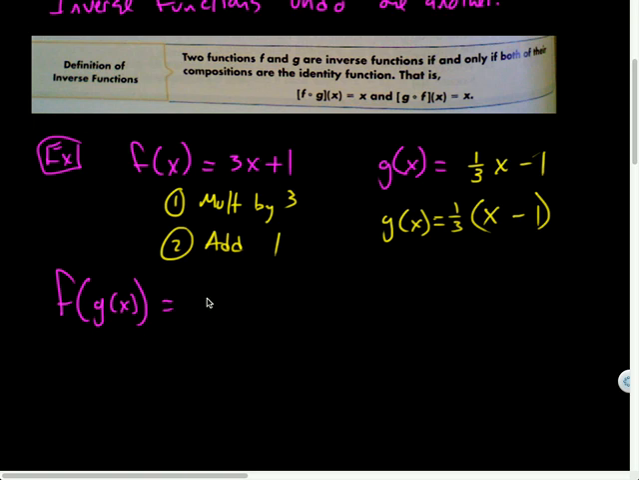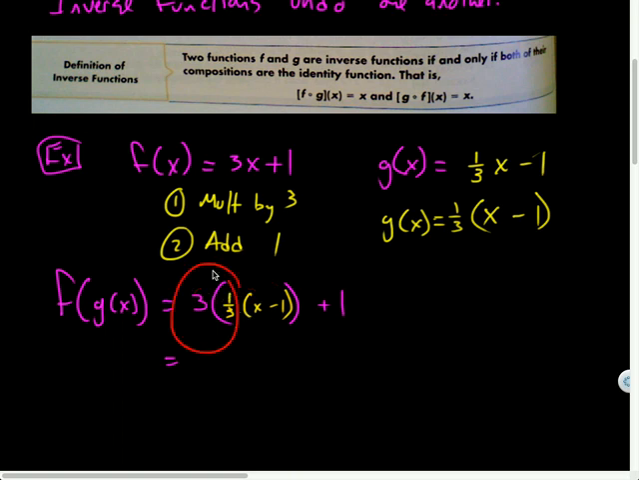So the function f is 3 times something plus 1, right? And what is that something going to be? In this case, the function g. So I'll have 1/3 times x minus 1, or whichever way you would have decided to write that. So let's simplify this. What can I do? Ideas? You could distribute that and then distribute the 3 after it.